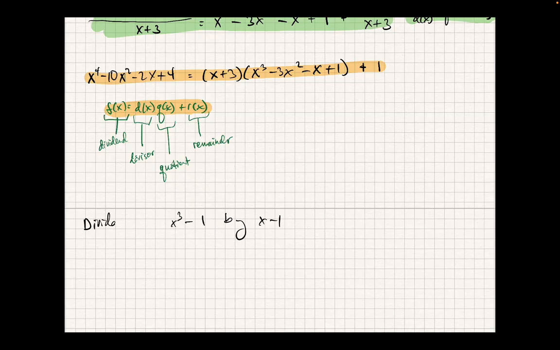Okay, Mr. Shadle, can you come check my work? This is what I did for the synthetic division: 1, 0, 0, minus 1. Then 1, 1 adds to 1, 1 adds to 1, 1 adds to 0. So was x minus 1 a factor of x cubed minus 1? Yes.